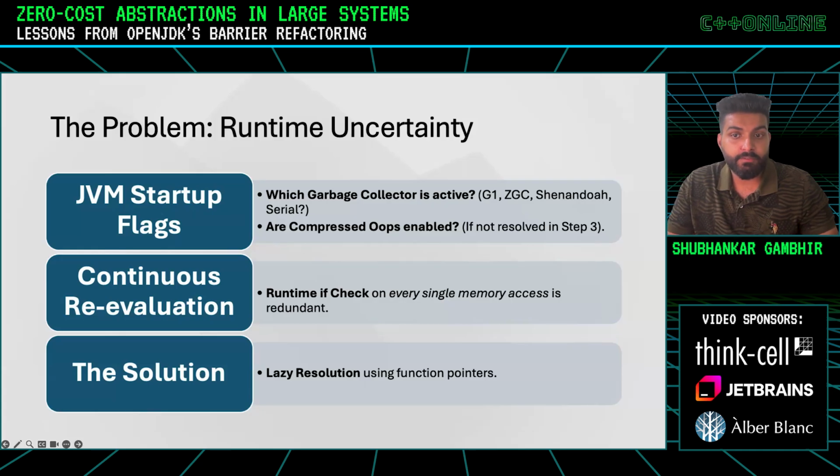Furthermore, if step 2 left our pointer compression ambiguous, we don't know if use compressed oops is enabled until runtime either. We have to evaluate these runtime flags. But if we put an if else check inside this pipeline, that check will execute billions of times a second. The CPU branch predictor will crash and performance will tank. We need a way to evaluate the runtime state exactly once and never pay the cost again.